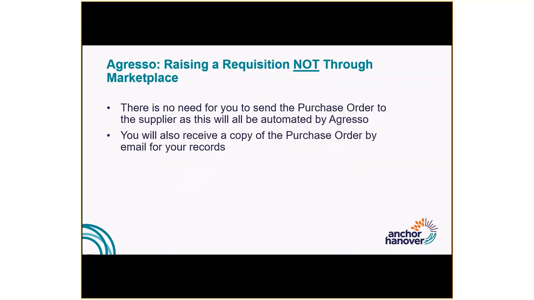Upon financial approval of the requisition by the relevant cost code budget holder, Agresso will generate a purchase order with a purchase order number. The purchase order is automatically sent to the supplier, and a copy is emailed to you, the requester, for your own information and records. There is no need to send purchase orders on to suppliers, as the system will do this for you.